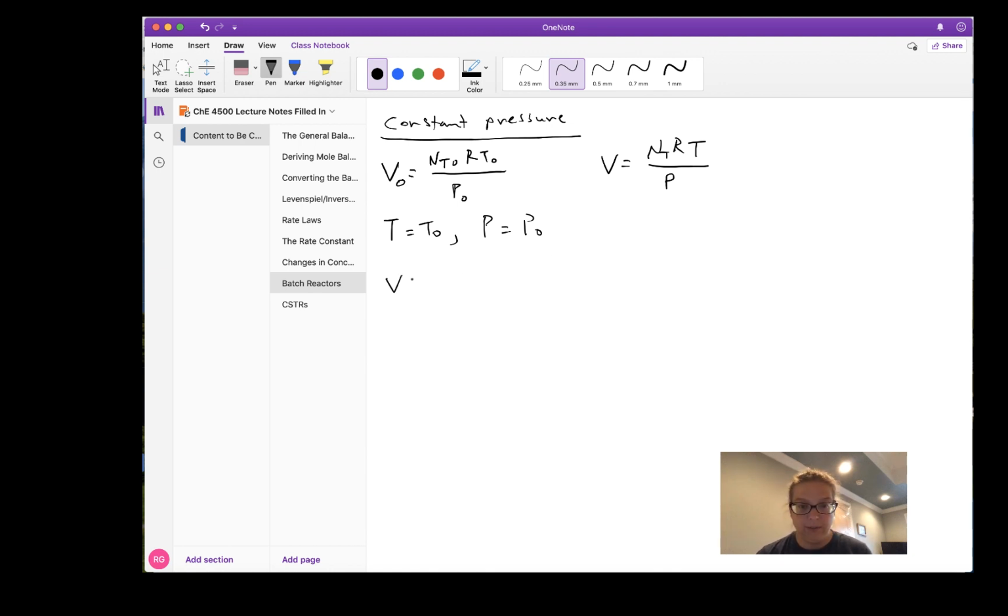In fact, if we were to relate these 2 equations, we can say that the volume at time t is equal to the volume initially times the total number of moles at time t divided by the total moles initially. And equations like this are provided in the book. In the book, this term NT divided by NT0 is given a definition. It's called 1 plus epsilon times X. So this is a book definition.